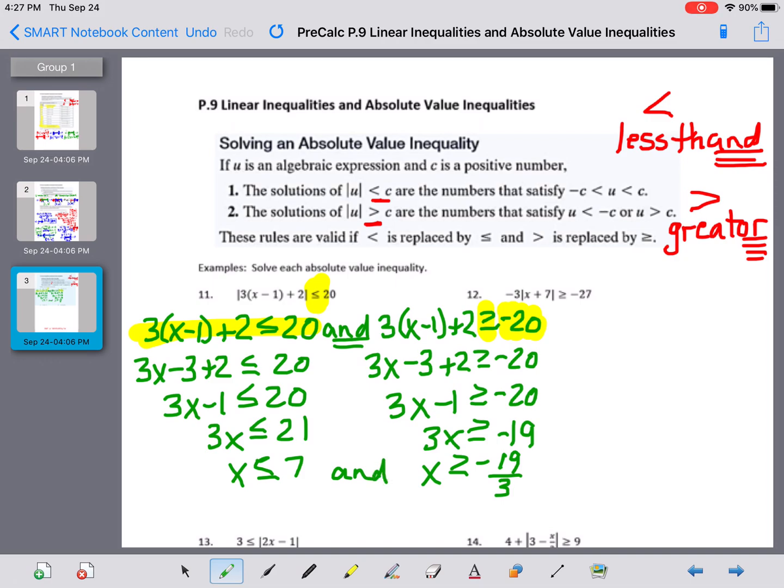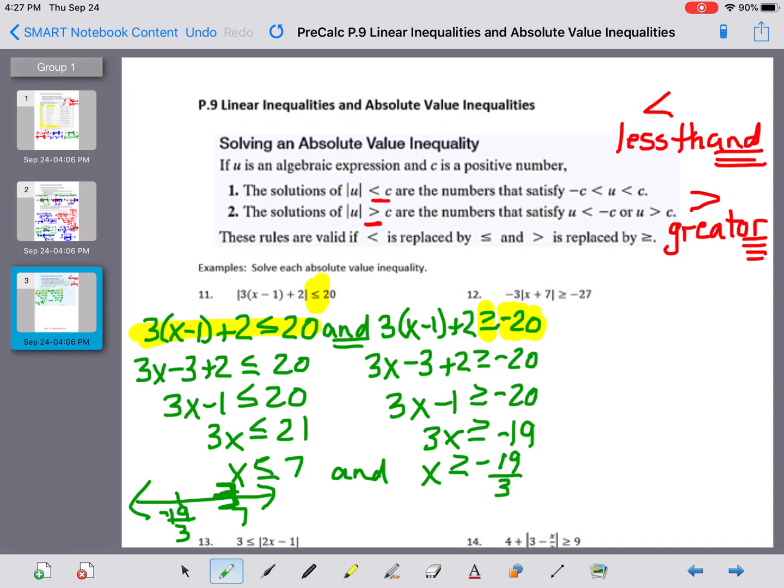So when we have an "and", we are looking for an overlap. Let's do a quick graph, make sure we have that. My smallest number is negative 19 over 3. My biggest number is 7. It says at 7, I need to be less than or equal to 7, so I'm going to put a bracket at 7 and know that I'm going to the left.